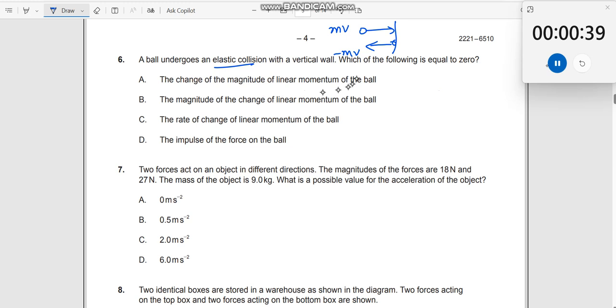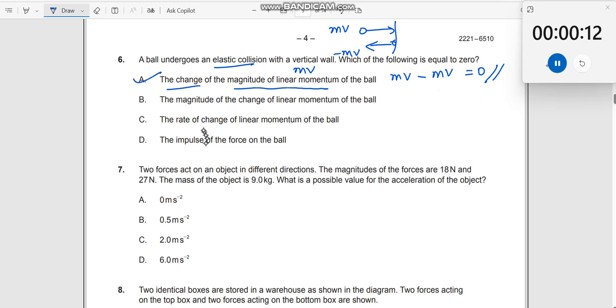Okay, let us read the options. Which of the following is equal to 0? What is that? The change of magnitude of the linear momentum of the ball. What do you mean by magnitude of linear momentum? Linear momentum is mv, then magnitude should be mv here, and if this is minus mv, it should also become plus mv. So this should be change. Change means what? If initial minus final, which should be mv minus mv should be equal to 0. So the A is the right option.